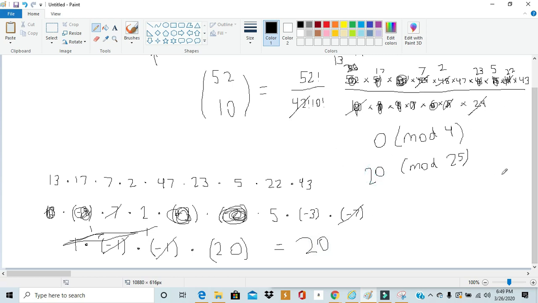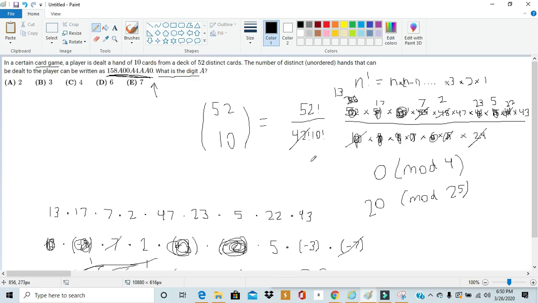Now we use the Chinese remainder theorem, which in this case of only 2 terms means bash. We're looking for the smallest number that is 0 mod 4 and 20 mod 25. It's 20. Because 20 is a multiple of 4, and it's also 20 mod 25, because 25 times 0 is 0, and then 0 plus 20 is 20. So we see that this huge number, mod 100, is 20. That means that the last 2 digits are 20. So A0 is equal to 20.